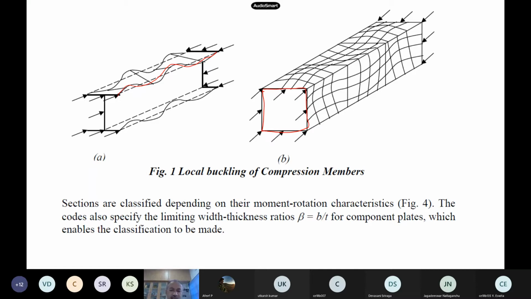So our code says that the sections are classified based on their moment-rotation characteristics, and the code also specifies the limiting width-to-thickness ratio for the component plates or component members. So there is a limit for the width of the flange or the web, which you have to use to make your own classifications.